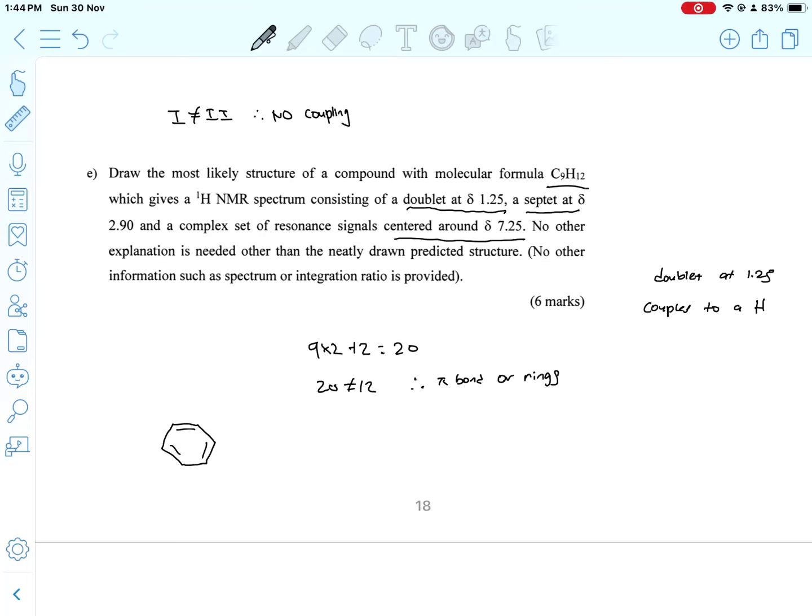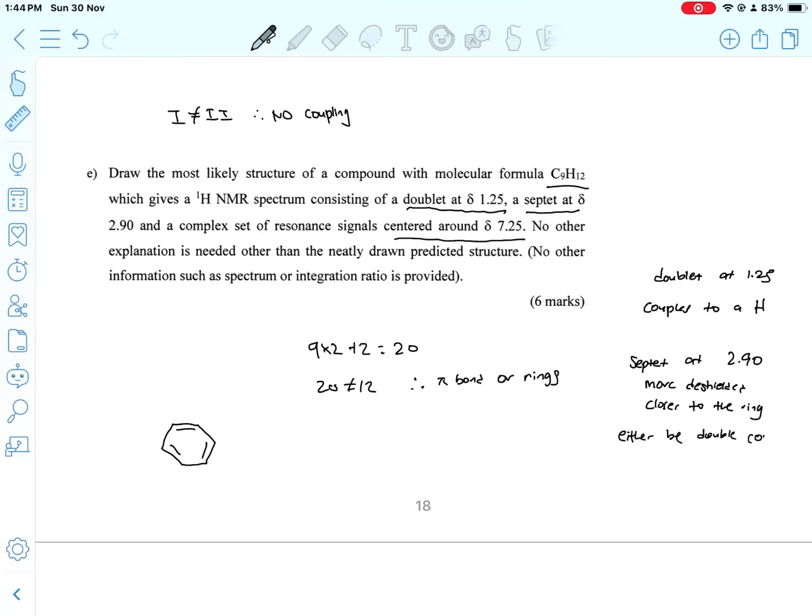Okay, next, it told us there's a septet at 2.9. Okay, 2.9 will be further downfield than 1.25. So that means that this hydrogen would be closer to the ring than the first one. So you can really imagine how it looks like. You have the ring, you have the septet, then you have the doublet.